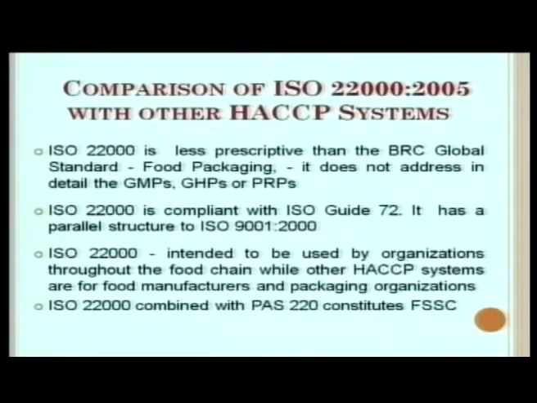So, in a nutshell, we can say that ISO 22000 is a very holistic standard which covers all the requirements of your PRP, HACCP, plus additional requirements of the systems, plus additional requirements of communication. And it is very well aligned with other standards like BRC. Food packaging is compliant with Guide 72 and parallel with 9001. It is intended to be used by organizations and anybody in the organization, and it is combined with PAS 220 to make it a food safety system certification.